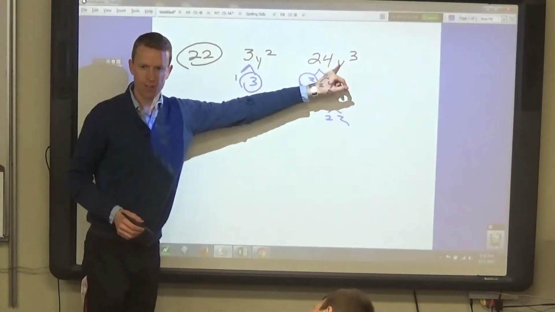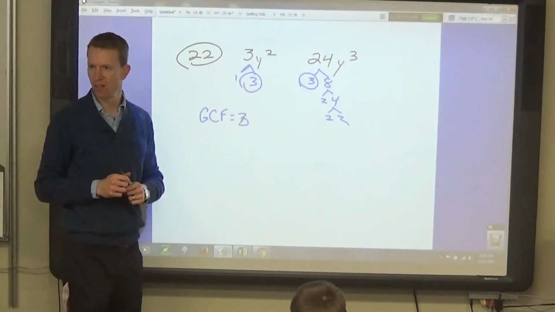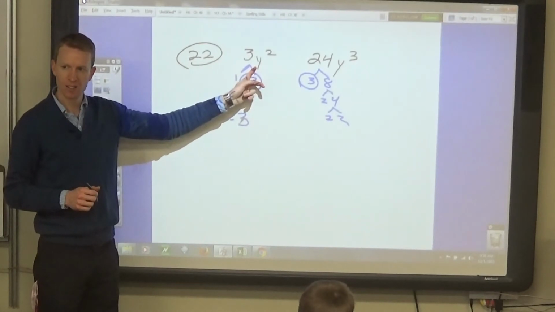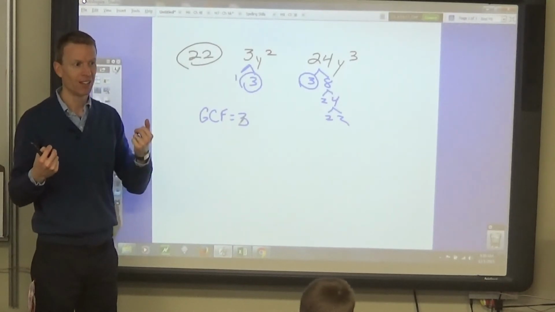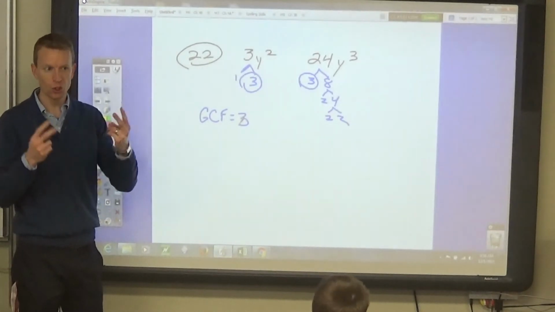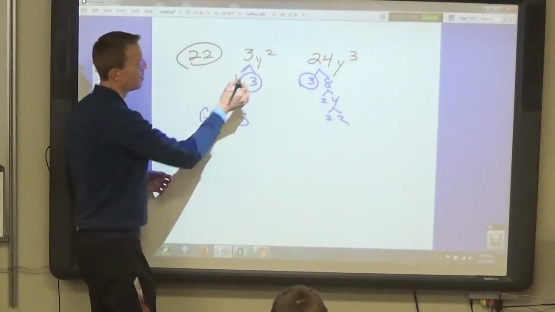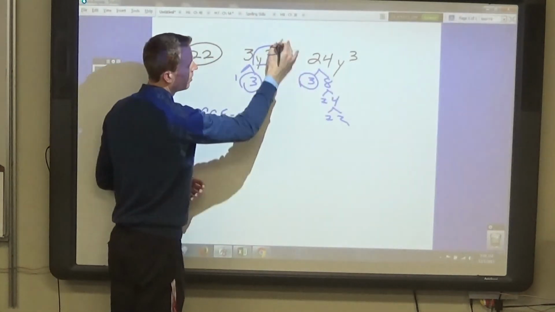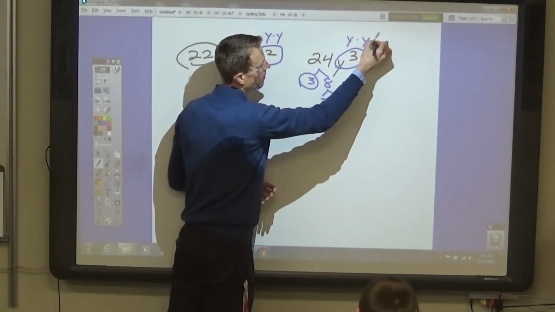There's y's in both of these. How many could you get out of both? You can't get 5 out of this one. No, like for both of them, not combined. It's out of both. 2. Right. How many of you think it's y squared? You can get 2 y's out of both of these. Yeah. It's the lowest power. So you could get a y squared out of this, because this is y times y, and this is y times y times y.